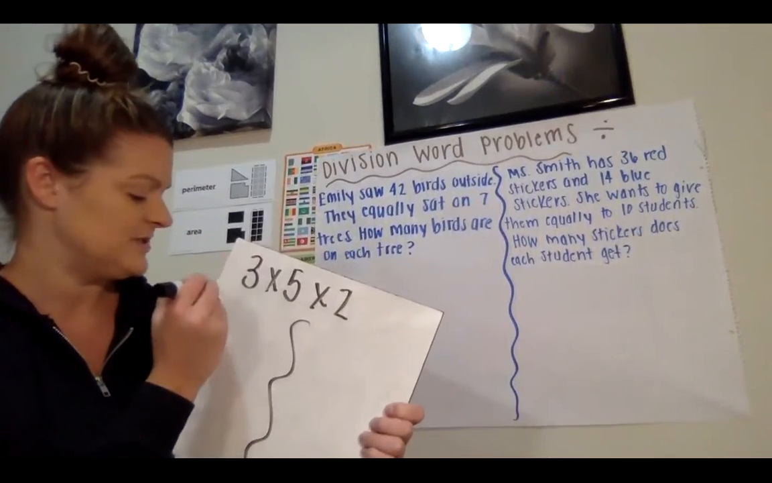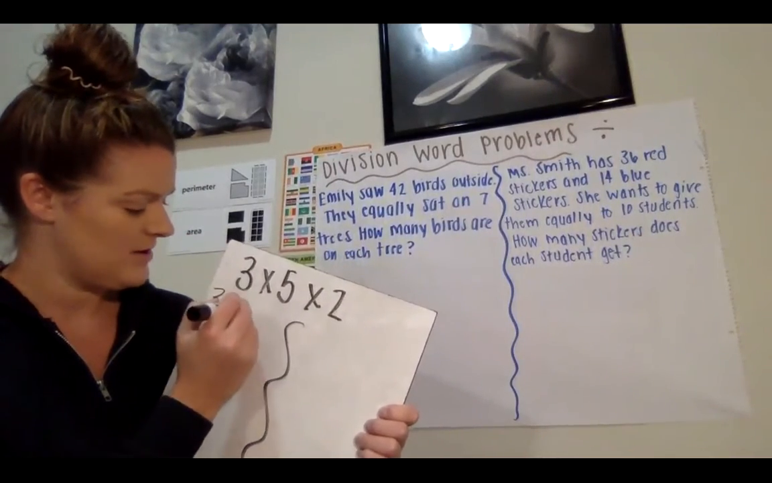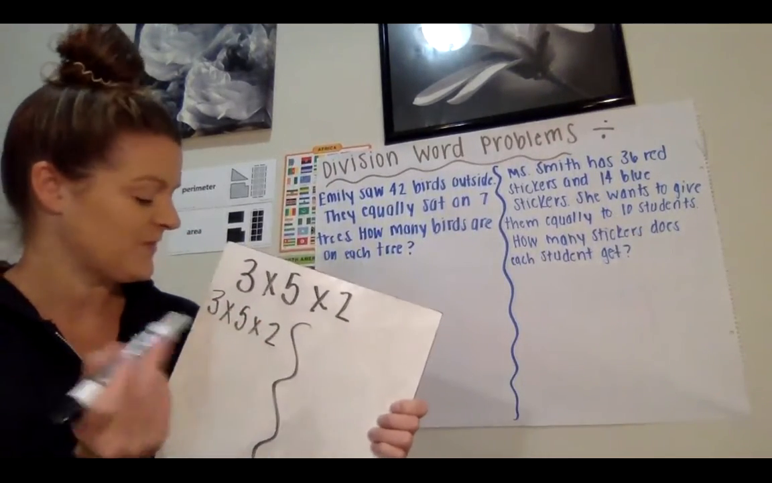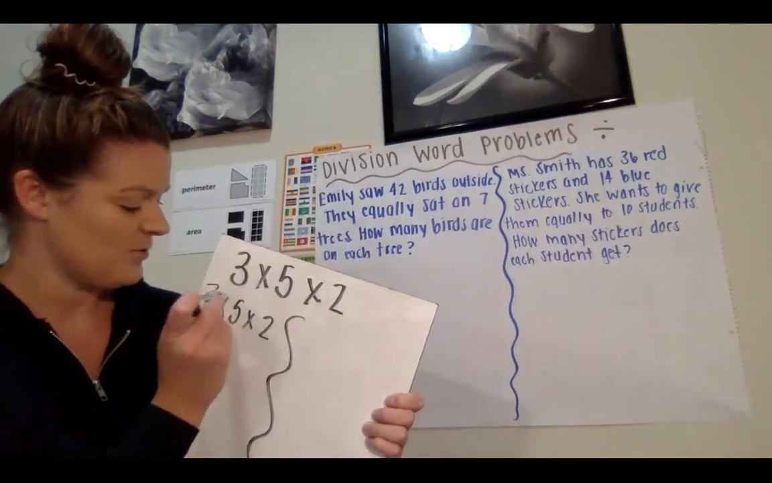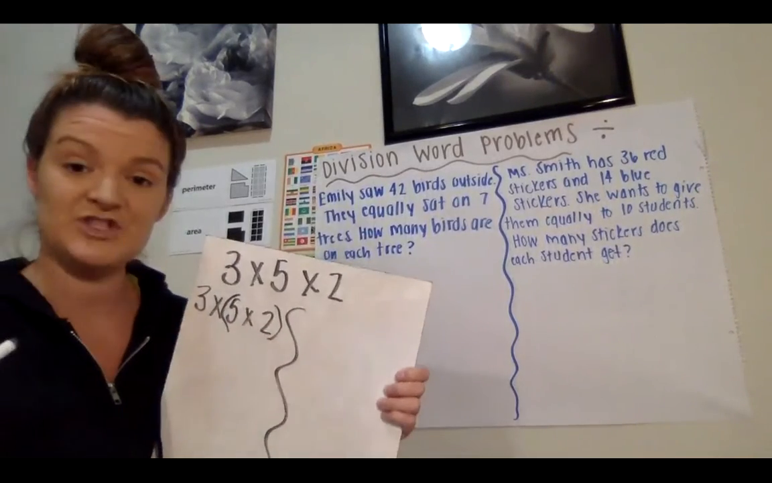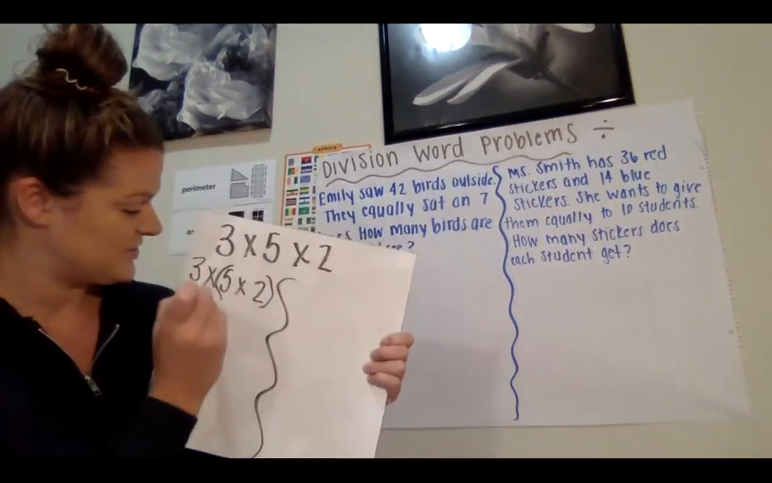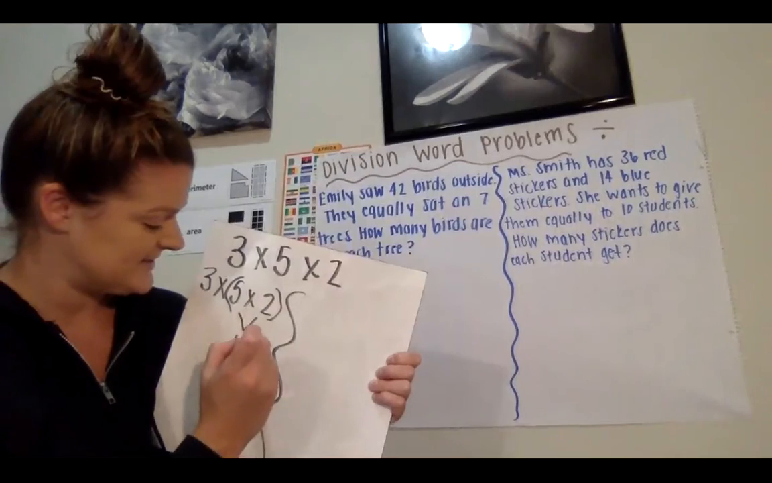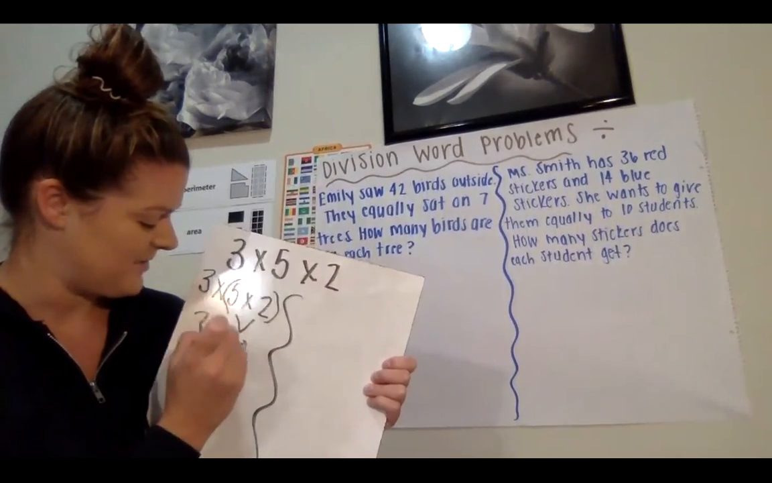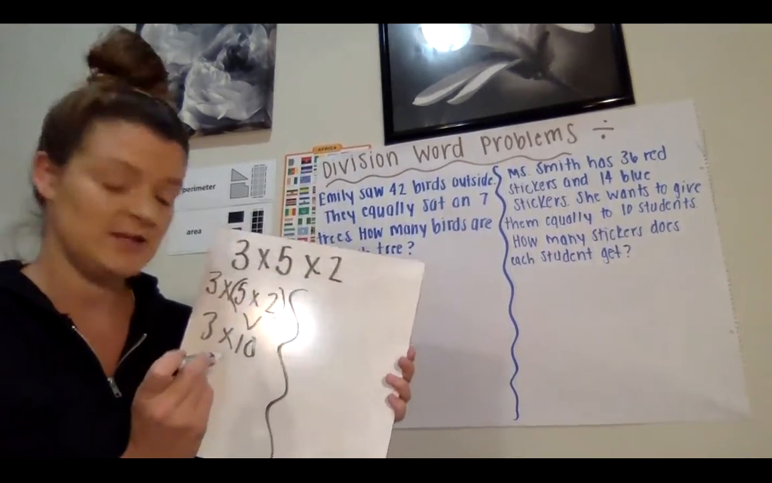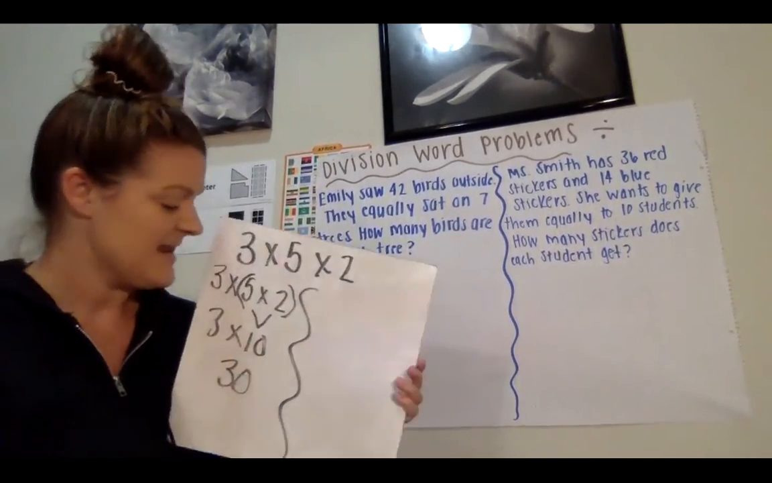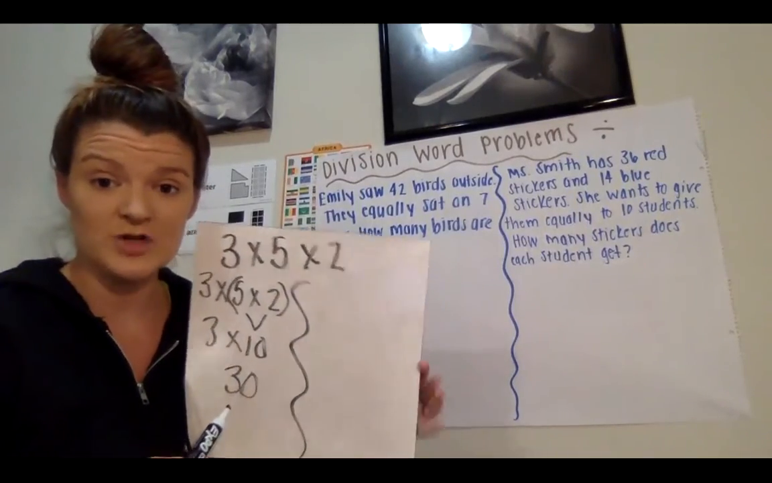So for example, let's do this first. I'm going to write it again over here, 3 times 5 times 2. And I'm going to put my parentheses around 5 times 2 first. So then that's going to create 5 times 2 makes 10. And I'm going to bring down the 3 times. 3 times 10 equals 30. Now, this is not the only way I can solve this problem.